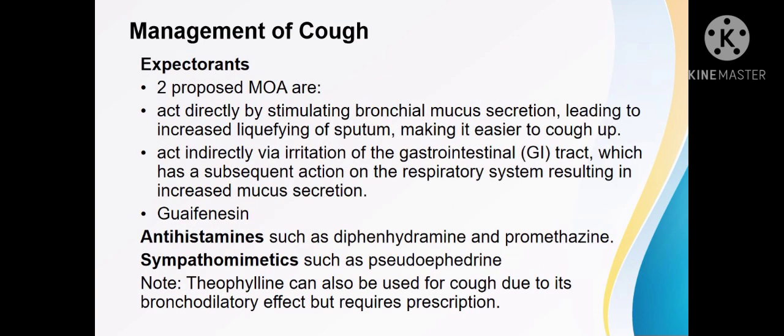Expectorants have two proposed mechanisms of action. They can act directly by stimulating bronchial mucus secretion, leading to increased liquefying of sputum, making it easier to cough up. Or they may act indirectly via irritation of the gastrointestinal tract, which has a subsequent action on the respiratory system resulting in increased mucus secretion. Example of expectorant is guaifenesin.